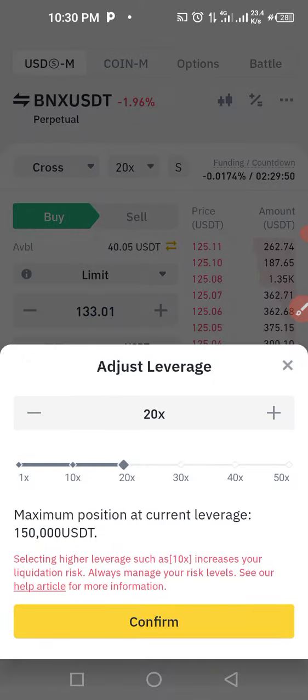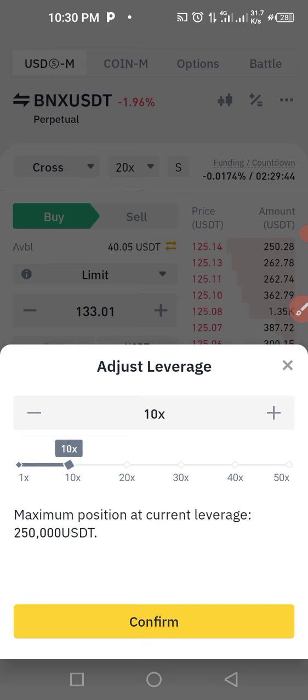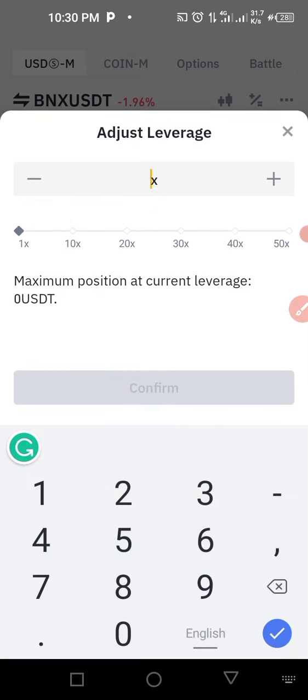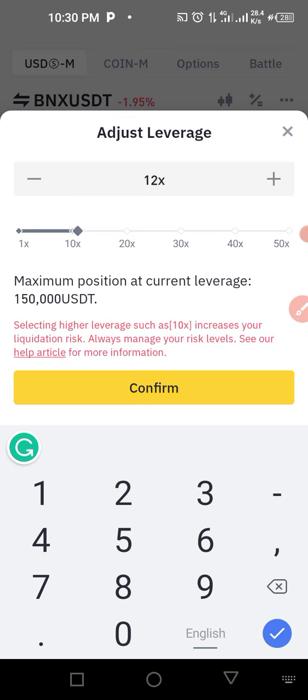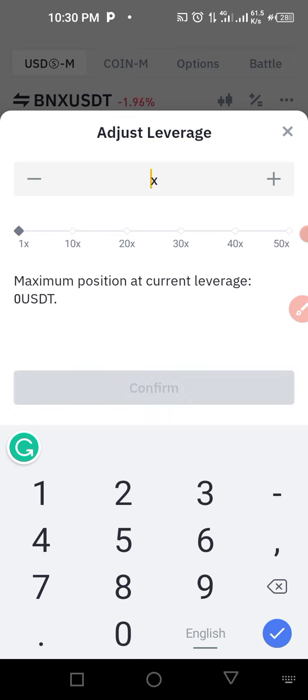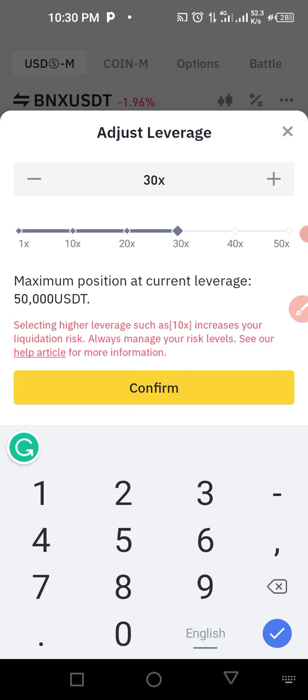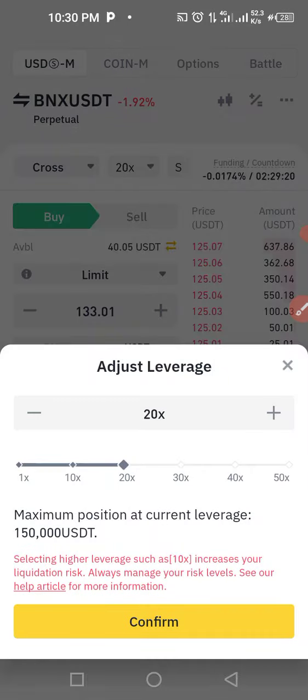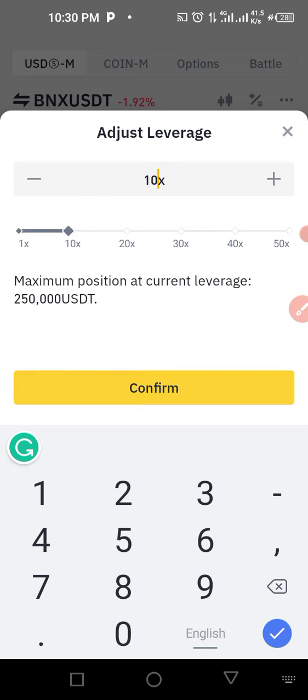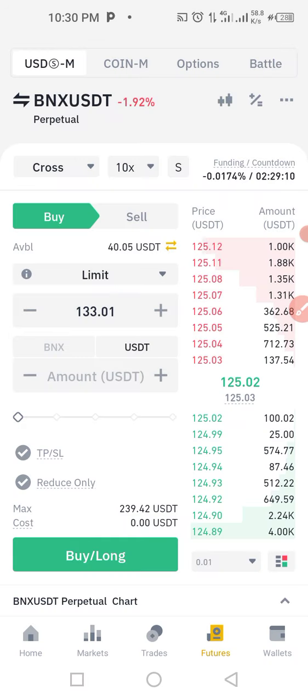Then the leverage, like I told you, if you are just starting, I will advise you to start with five leverage so that you don't blow off your account. Start with 5 leverage, or at most start with 10 leverage. Then later you can increase it to 20 or to 30. So start with that. So we are putting it at 10 leverage. You can confirm it. All right. So now we are entering the market at 133.3.